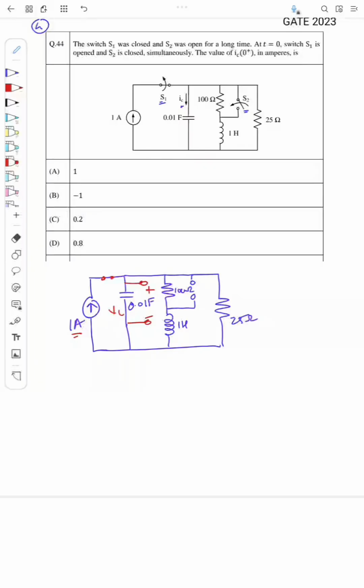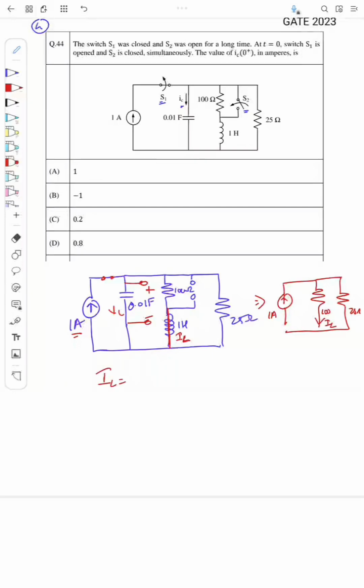Okay, and since the current is DC, what happens to this inductor? It will be like a short. So effectively I can draw this as two resistances kept in parallel. This is 100 and this is 25 ohm. Okay, so we'll see what is the current through the inductor, that is IL, the current through this 100 ohm.